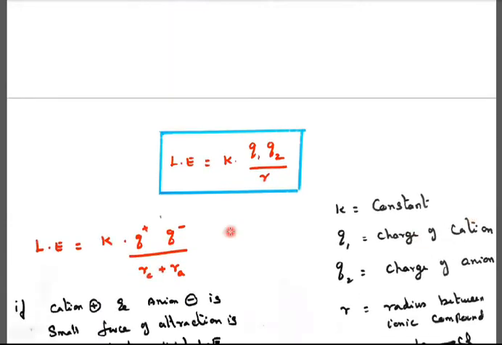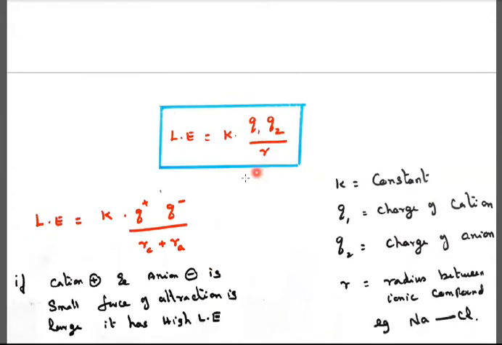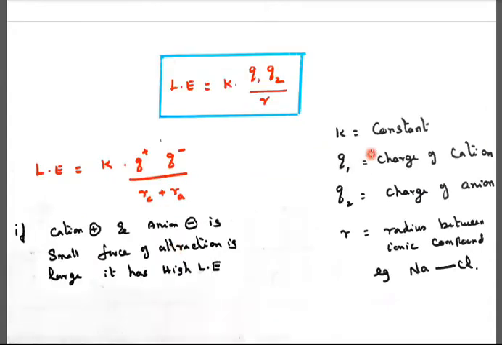Now the formula: lattice energy is equal to K into Q1 into Q2 by R. K is a constant, and Q1 and Q2 are the charges of the cation and the anion. So lattice energy equals K into Q+ into Q- by the radius of the cation plus the radius of the anion. Q1 is the charge of the cation, Q2 is the charge of the anion, and R is the distance between the ions in the ionic compound, between the Na+ ion and the Cl- ion.